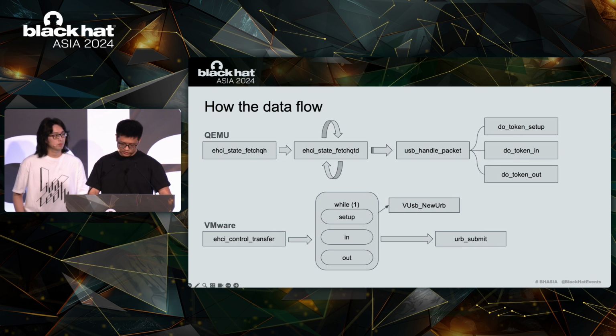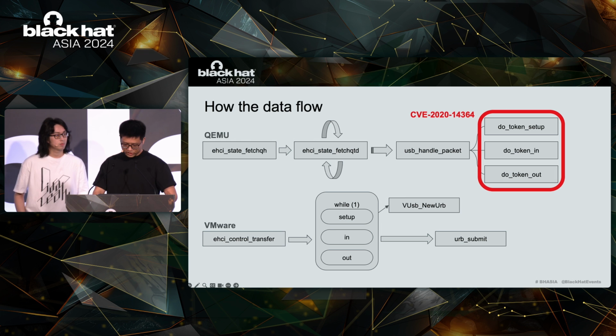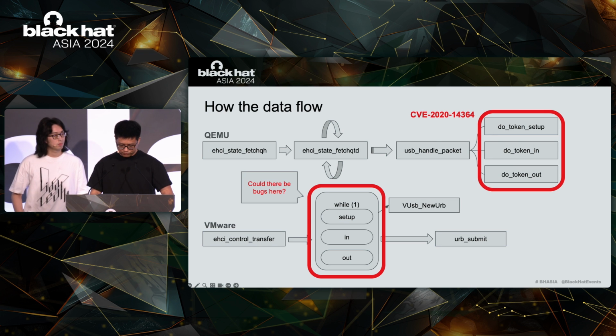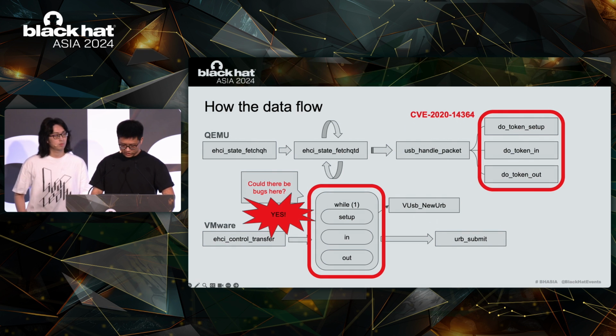Data transfer and processing are likely to have vulnerabilities. For example, the well-known CVE-2020-14364 in QEMU occurs in the handling of each packet type. So, could there be bugs in VMware's EHCI control transfer function, which also processes data? The answer is yes. We discovered a critical vulnerability here and accomplished a series of interesting things through it.